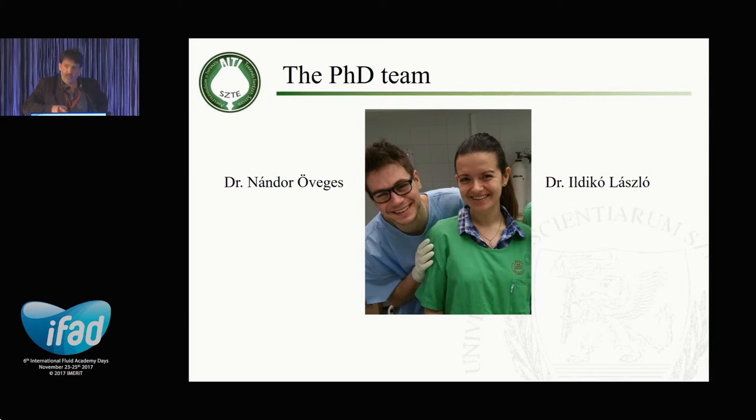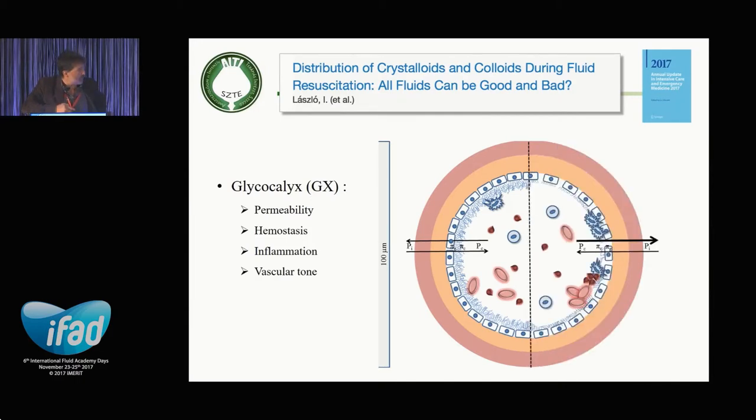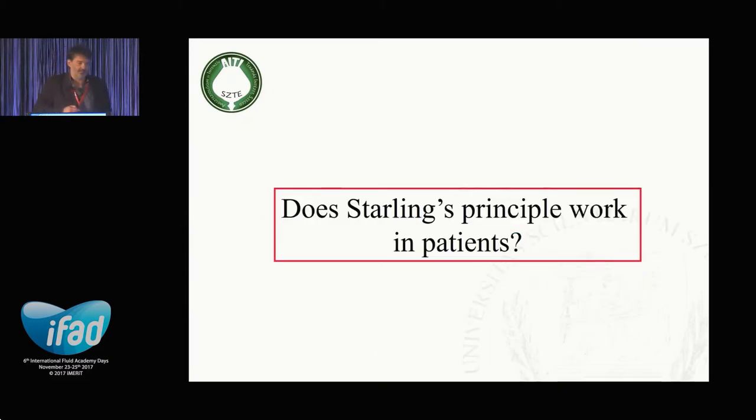These are my current PhD students. In fact, Ildiko has left the team now. And we wrote another chapter in the Annual Update this year. The glycocalyx, when it is normal, has several important functions, but in critically ill conditions, it becomes damaged, and then permeability changes.